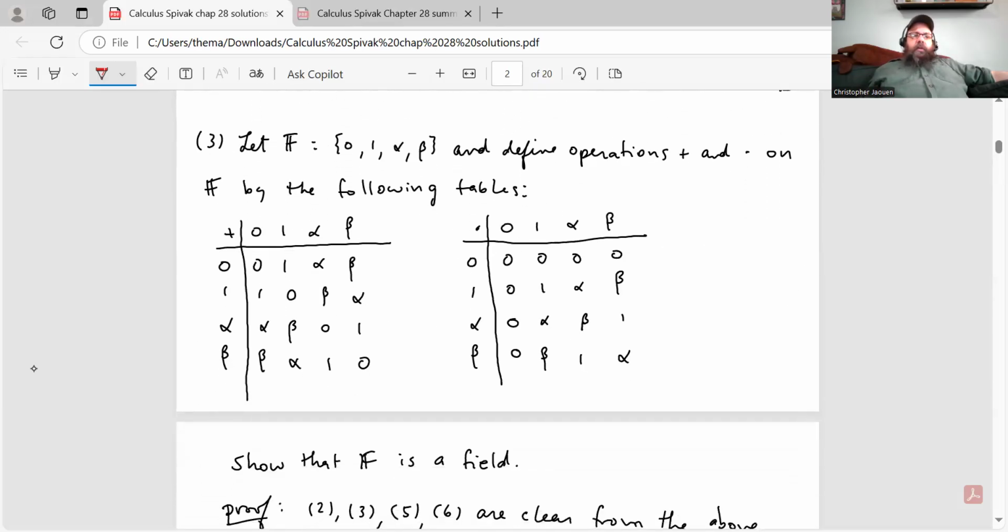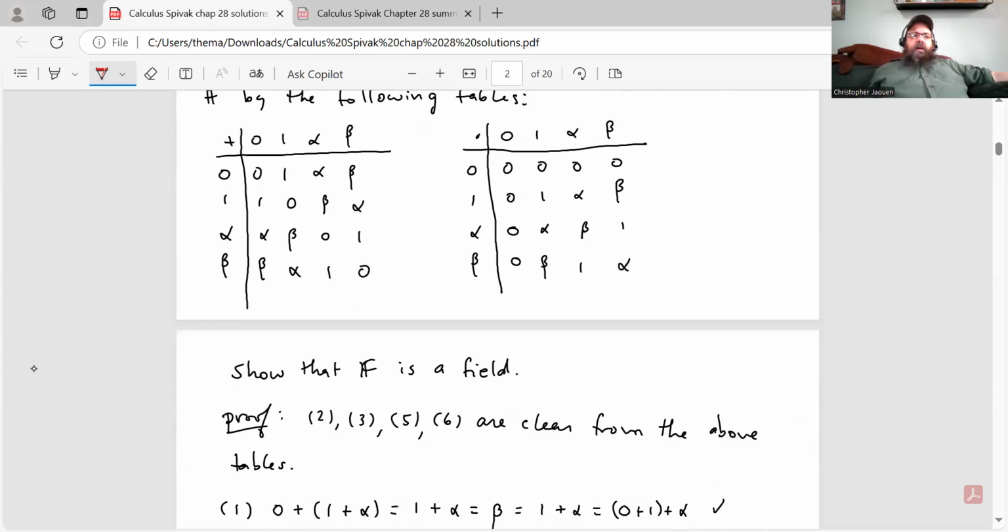All right. Question number 3 is similar to question number 1. Let F be the set with elements 0, 1, alpha, beta, and define operations plus and times on F by the following tables. These are the tables. And again, this is a very straightforward thing. You just show that all the axioms are satisfied. Again, properties 2, 3, 5, 6 are just visually apparent from the tables. You can see that they're satisfied.